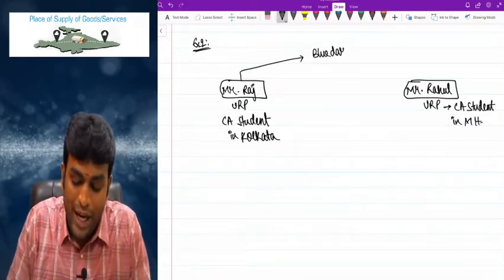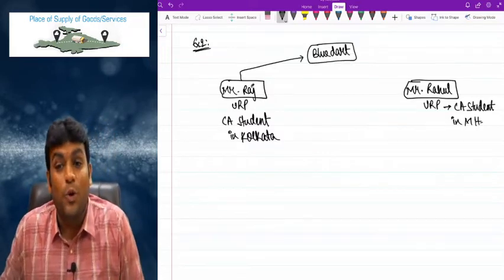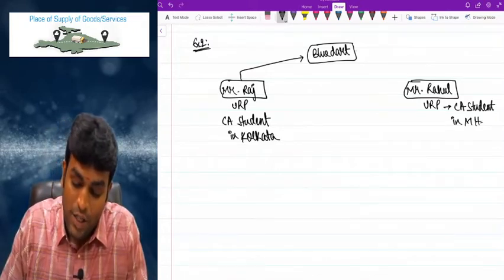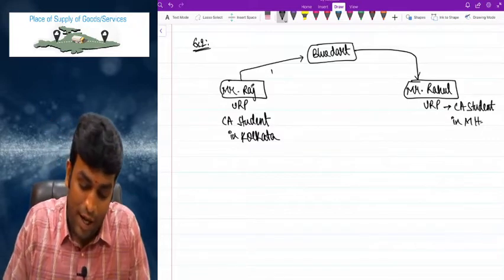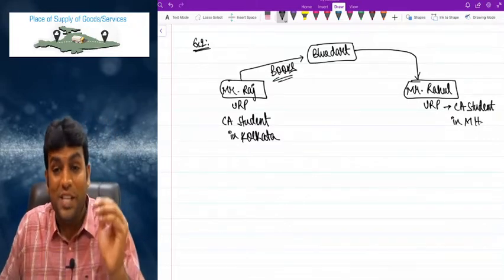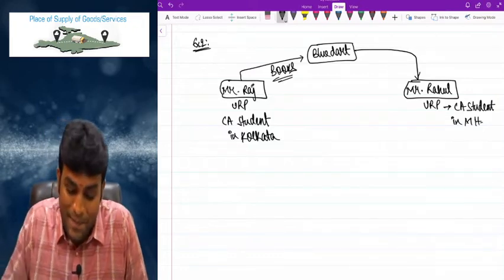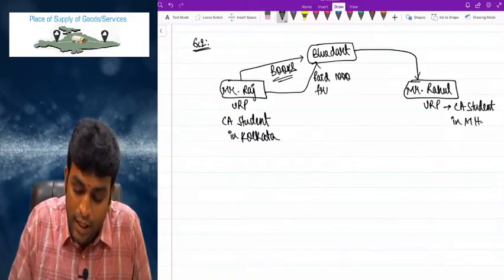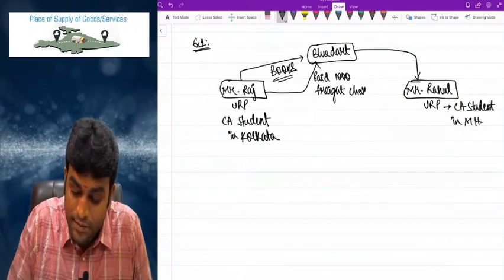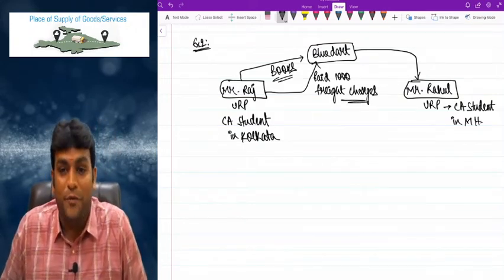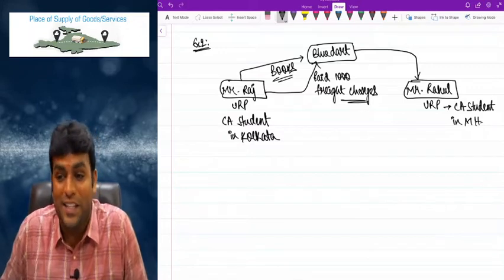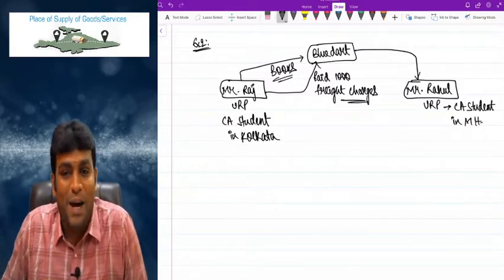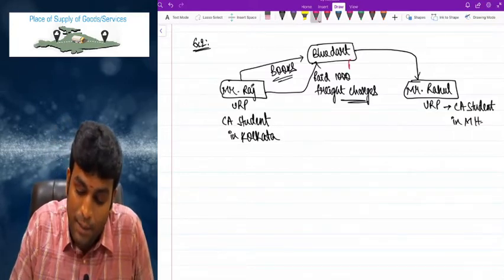somebody called Blue Dart. Blue Dart provides some courier service, or FedEx possibilities there. Raj contacted Blue Dart to send the books. Raj gave some books to Blue Dart to send to Rahul, who is in Maharashtra, for which Raj paid 1,000 rupees. Technically, we call that 1,000 as freight charges, to send the goods by way of Blue Dart from Kolkata to Maharashtra.